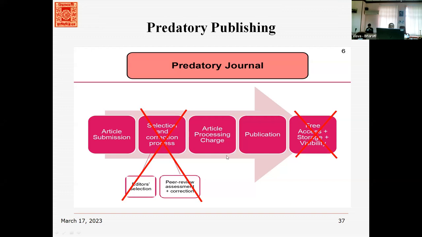After that, they receive the APC charges, then publication, and in most cases they do not receive any additional charges. They have no preservation policy. They do not preserve the back volumes. That's why they are not claiming any charges for preservation, storage or visibility purposes. So APC is the main charge for this kind of journal. This is the procedure maintained by the predatory journal.